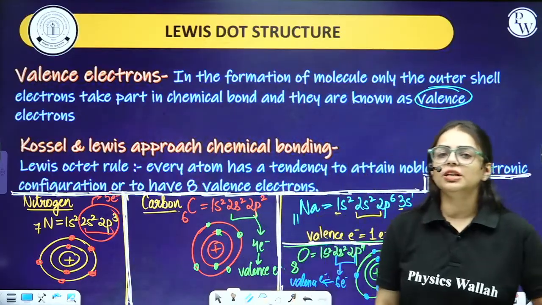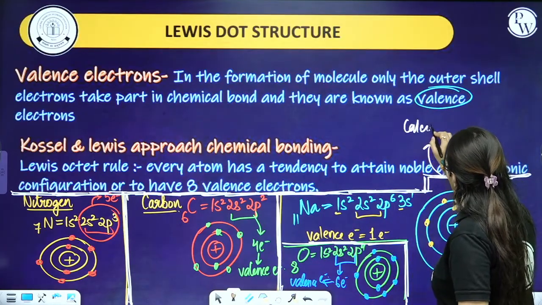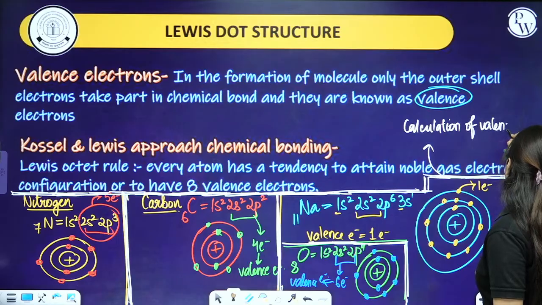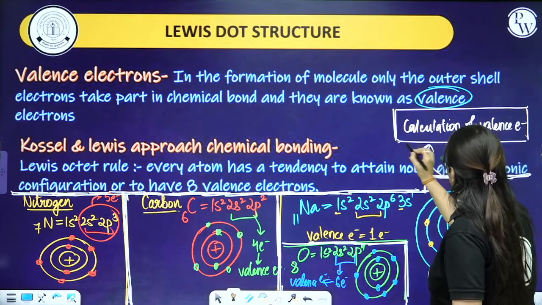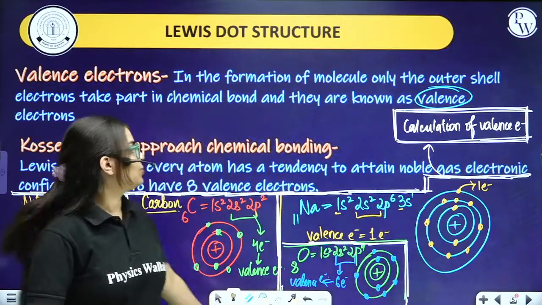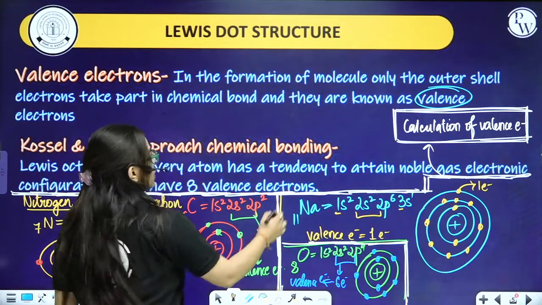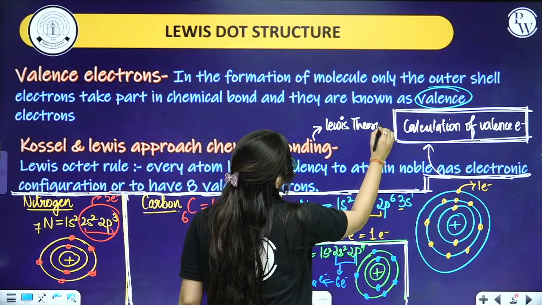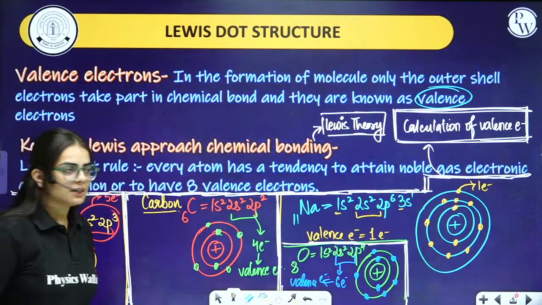Done, everybody? So this was all about the calculation of valence electrons. Clear, everyone? Now see, students, the next important key concept: Kossel and Lewis approach to chemical bonding, or in other words, Lewis theory or Lewis dot theory. Let us understand this.